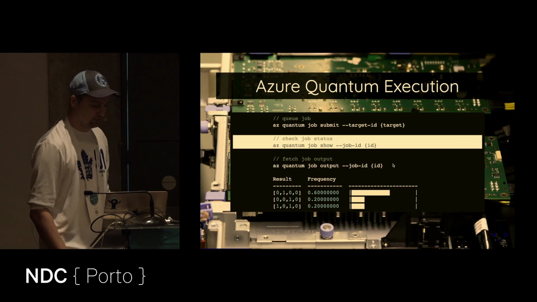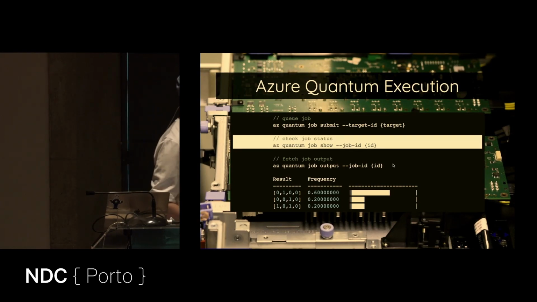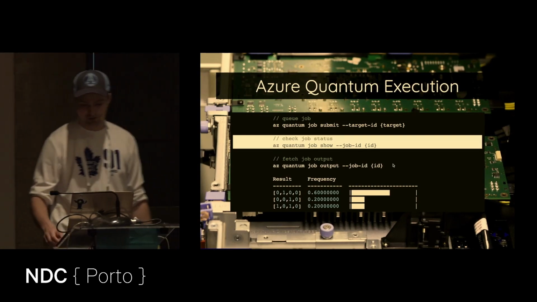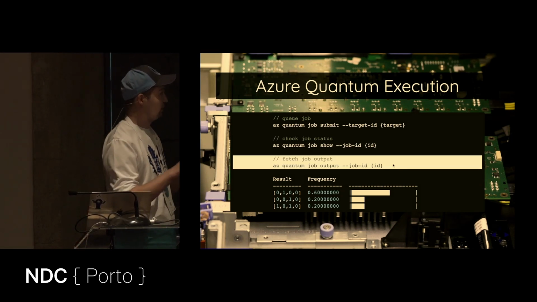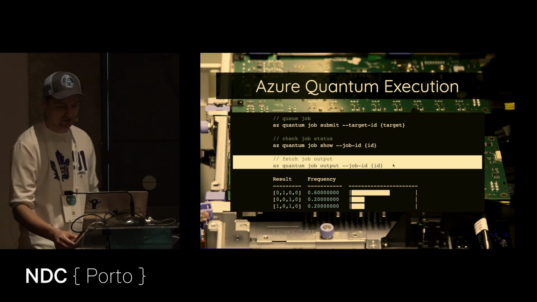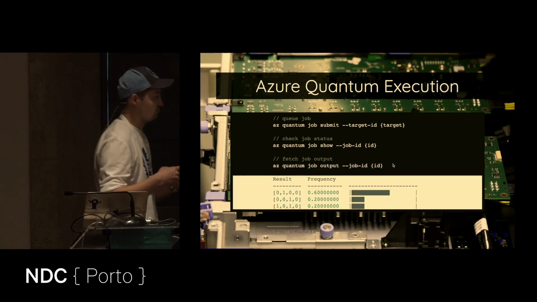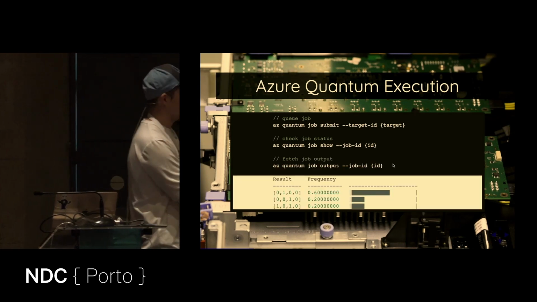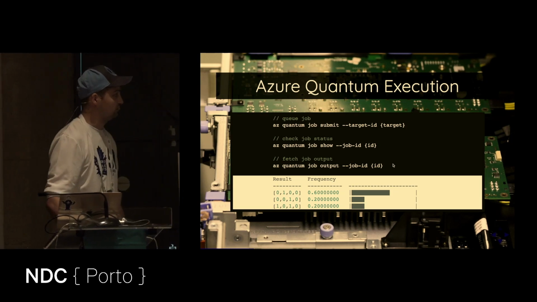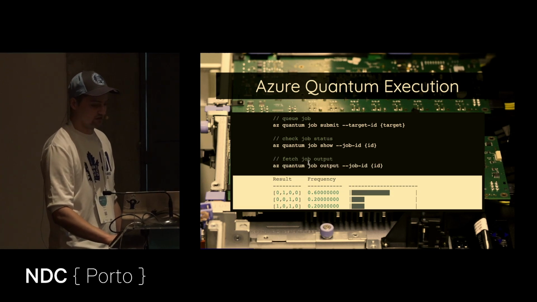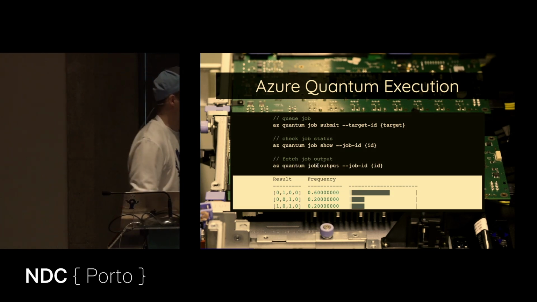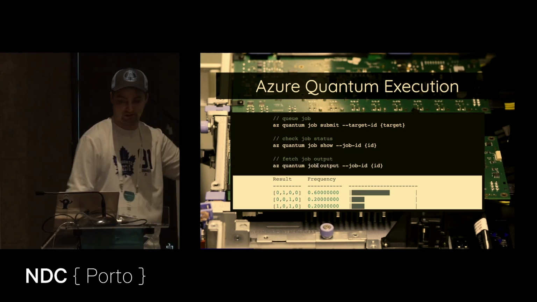And once it's submitted, you actually get the job ID back, and you can use this job ID to query for the status of the job, and ultimately to fetch the output. The way the hardware works on Azure Quantum at the moment is that you are expected to return some sort of a binary output, and this binary output is then made available to you when you fetch the outcome of the job in the form of some sort of a histogram.